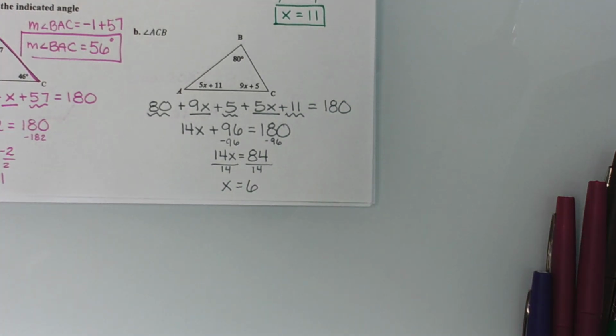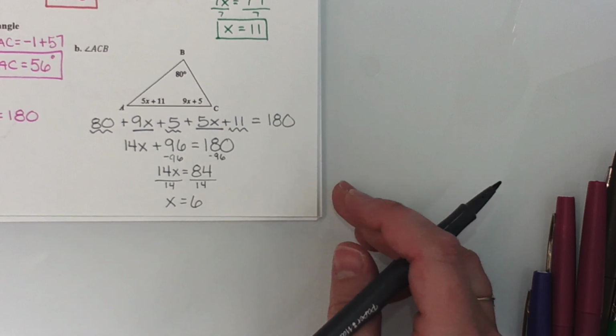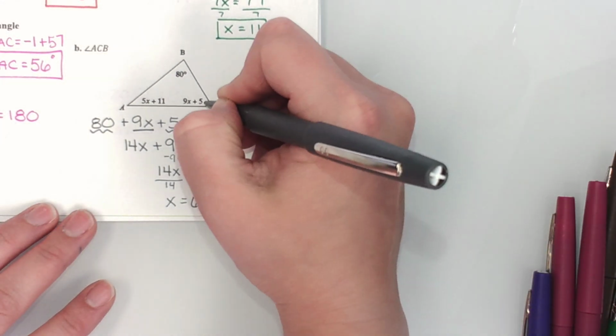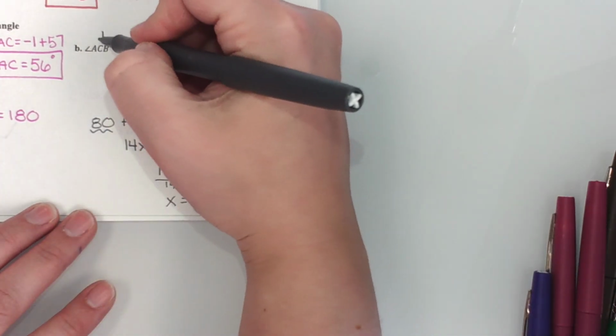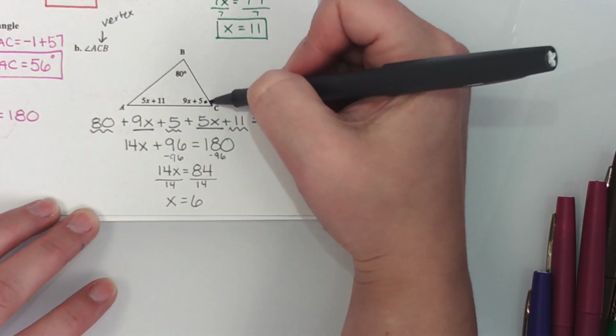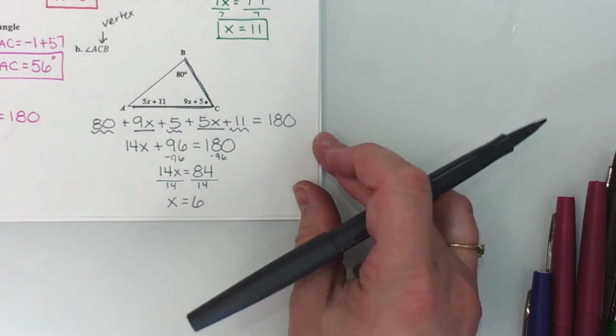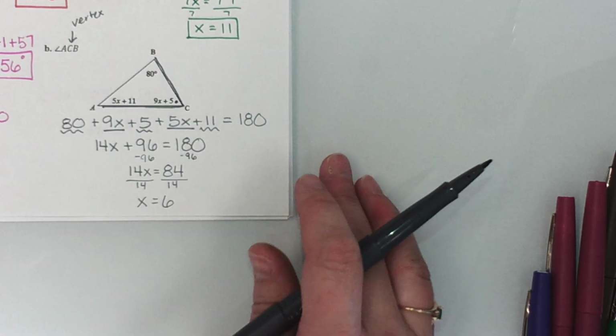Skylar? Is that what I was looking for? No. What do I need to do? Plug it back in. No, it's the 9x plus 5. Why is it the 9x plus 5? That's the vertex. Because that's the middle letter. Middle letter tells you the vertex. The other two letters tell you where the sides go to give you the indication of which angle it is.